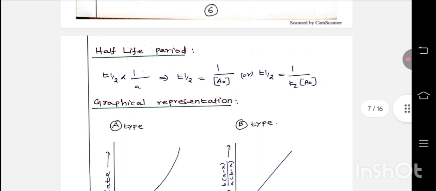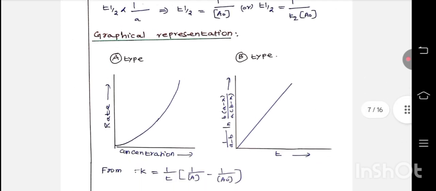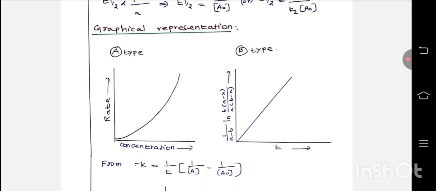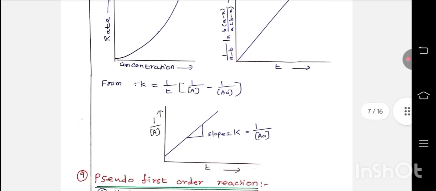The half-life period of the second order reaction, the half-life is inversely proportional to the concentration. Therefore, T half equal to 1 by K into A naught. The graphical representation of the two types of the reaction is available, A type and B type. The A type, rate versus concentration. The B type, the total value of the concentration of the product versus time. From K equal to 1 by T equation, the graph is available: 1 by A versus time.